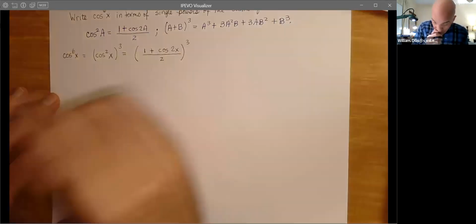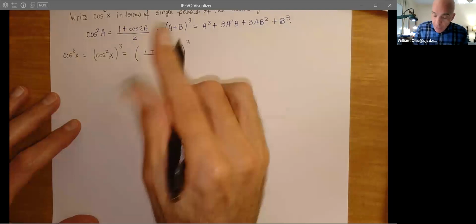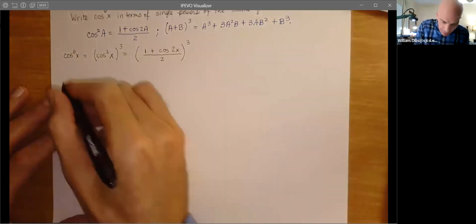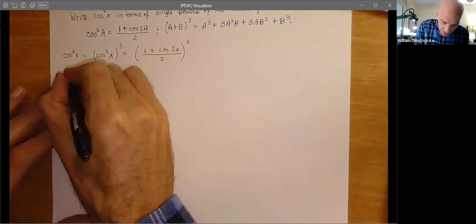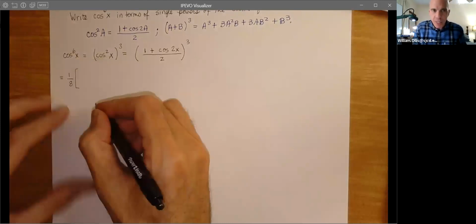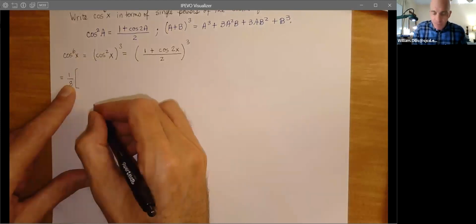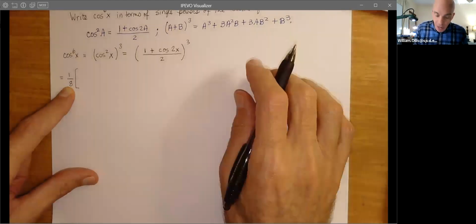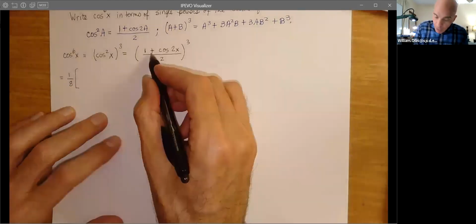So first, what we're going to see is that the 1/2 is raised to the third power. That's 1/8. So we don't care about that except to move it to the outside and get it out of the way. So we'll just use this to collect fractions that we just don't want to have to deal with inside the brackets. So now we'll apply the formula.